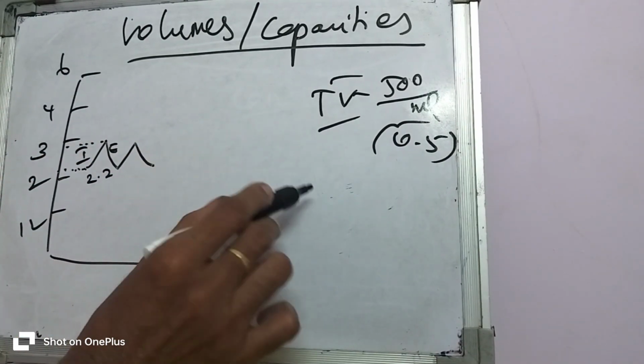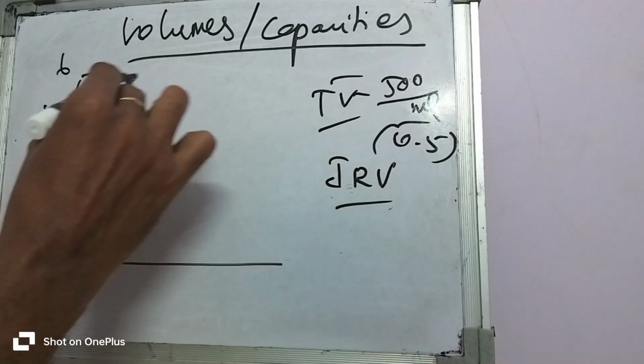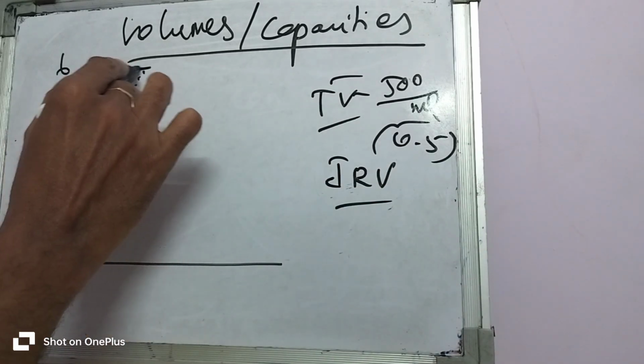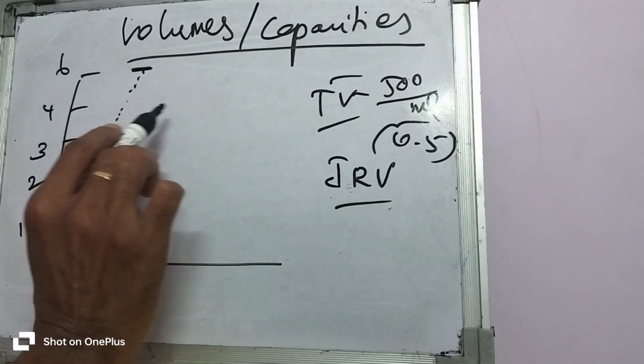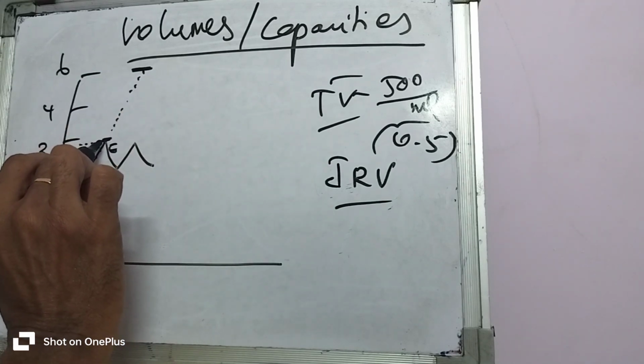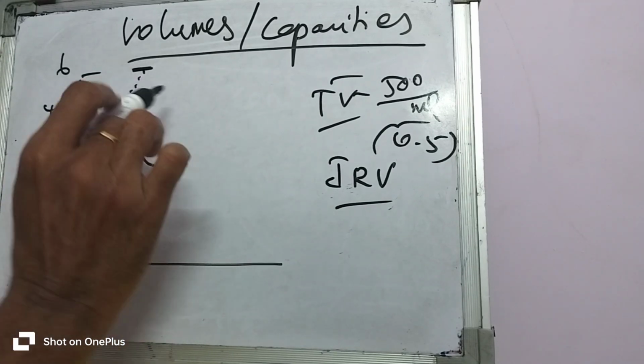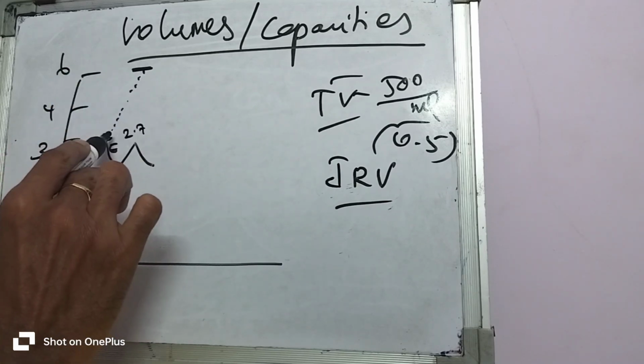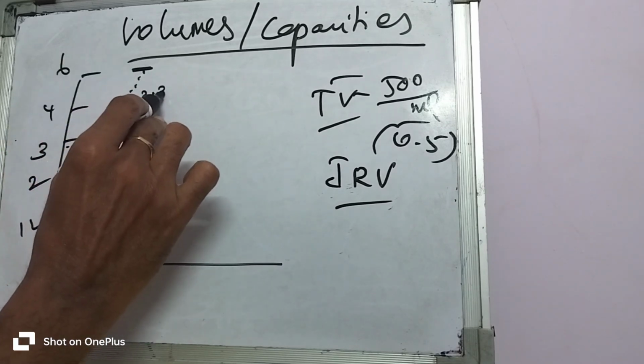And then we have the inspiratory reserve volume. This is the extra volume of air that is inspired after the normal inspiration, to the maximum inspiratory level, with maximum inspiratory effort. This value goes from 2.7 to 6, that is 3.3 liters. This is the inspiratory reserve volume.